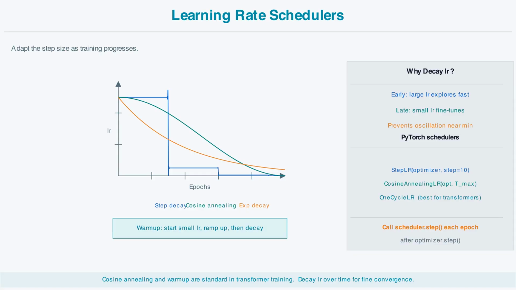Warm-up starts with a very small learning rate for the first few hundred steps, then ramps up to the target value, essential for transformer models which are sensitive to large updates early on. One-cycle learning rate policy is popular for training quickly and effectively.